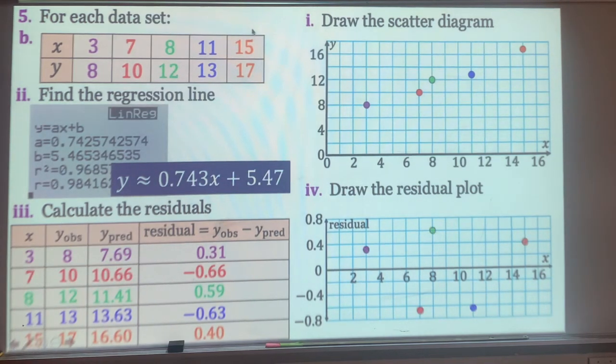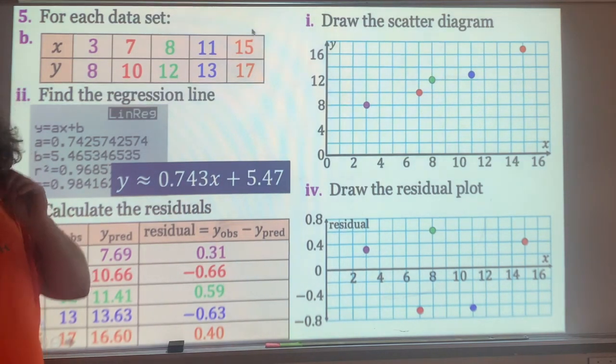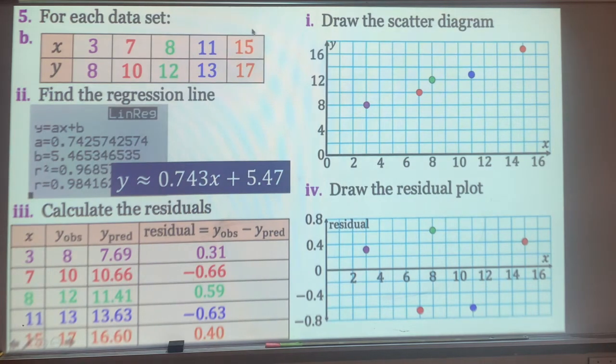You plot the points, and you notice they're all over the place. They're very similar in distance from the x-axis, which is good. It means they're pretty much all the same distance away from your residual line.